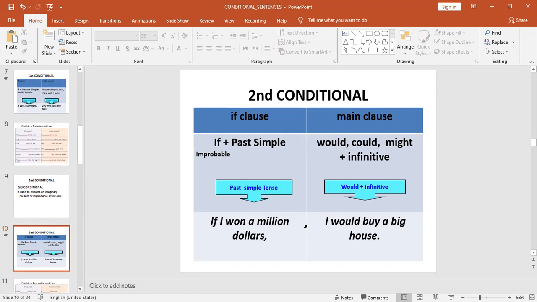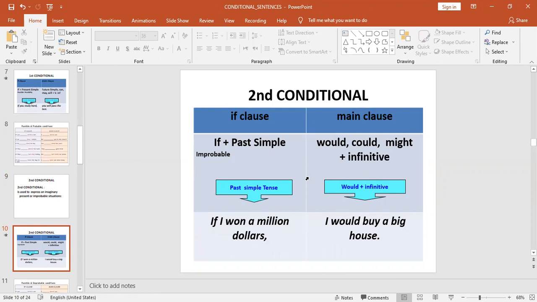The second part would be could. Could buy. I may omit could and put would. I may omit would and put might. Why not? So the three are correct, whether I put would or could or might, plus verb infinitive. Buy is in the infinitive form. I don't add s or ing or whatever. So example, if I won $1 million, I would buy, I could buy, I might buy. So it expresses something which is improbable. It's a situation which is improbable.